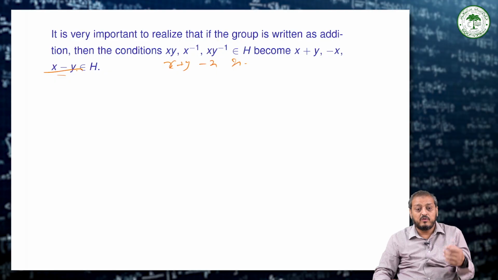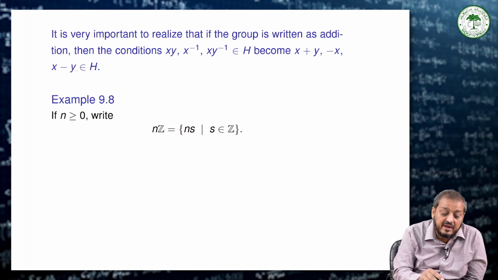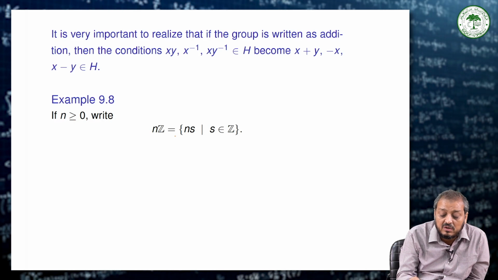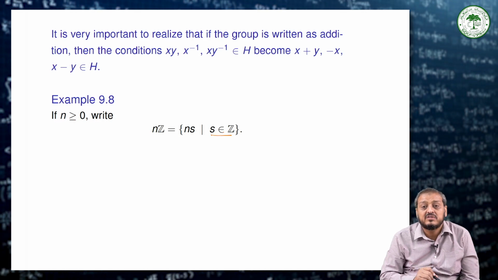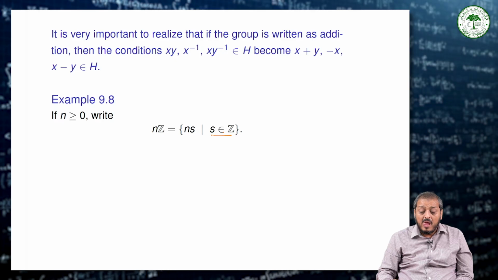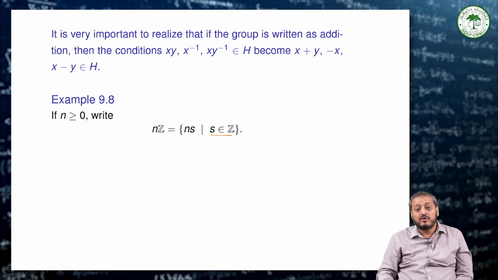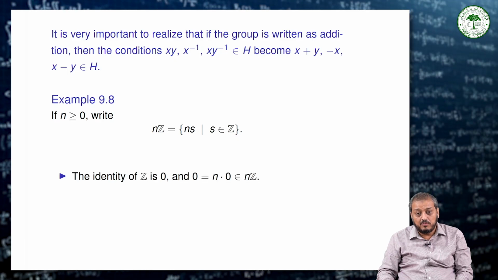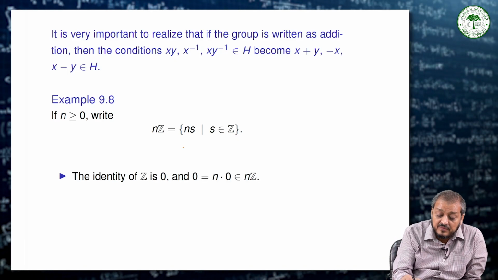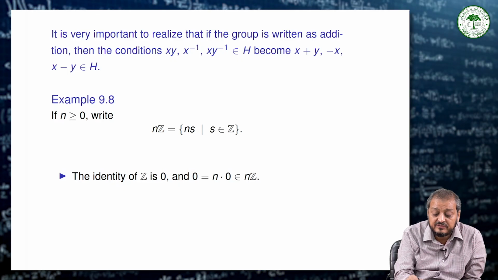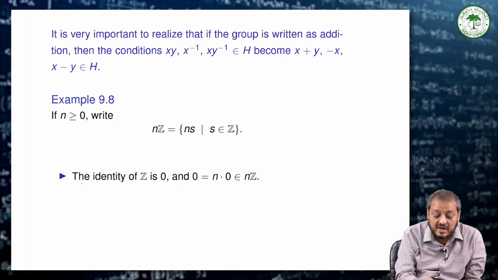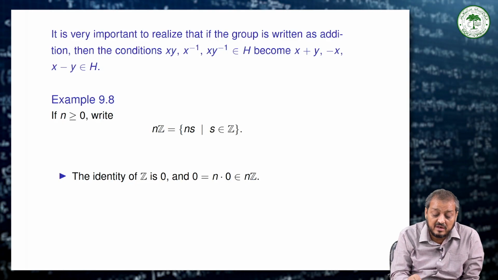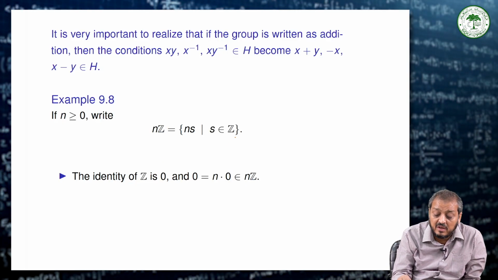Let us take an example. Let n be greater than 0. nZ can be written as all the elements ns, where s is an element of the set of integers. We try to prove that this nZ is a subgroup. The identity of Z is 0, the additive identity, since this is a group under addition.